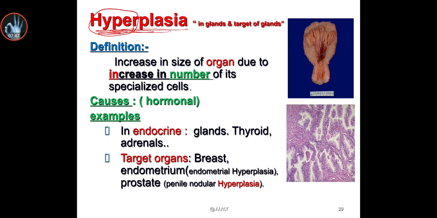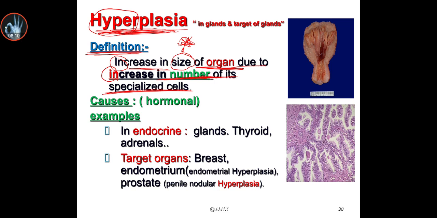Hyper means increase. Okay, hyperplasia. The definition of hyperplasia is an increase in the size of the organ due to the increase in the number of its specialized cells.